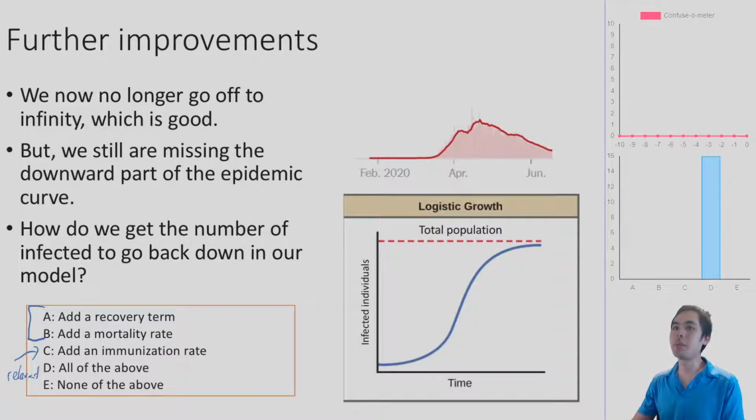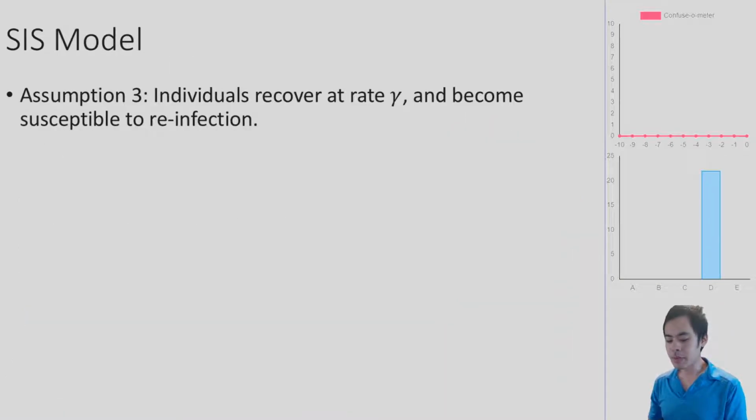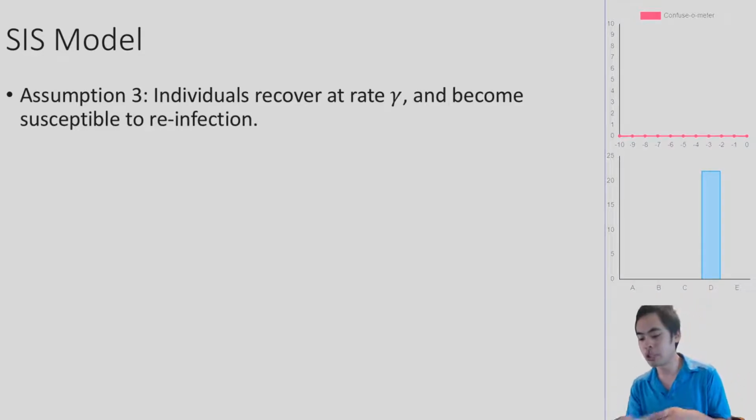So we're going to start by talking about recovery. So there are different ways, as you guys have seen. What we're doing right now is we keep on adding on different assumptions or different terms into our model, and then we hope to try to recapitulate the behavior of the actual data that we see. And so let's try a couple different things and see what happens. So what if we have individuals recovering? So let's say that individuals recover at some rate gamma, but become susceptible to reinfection.